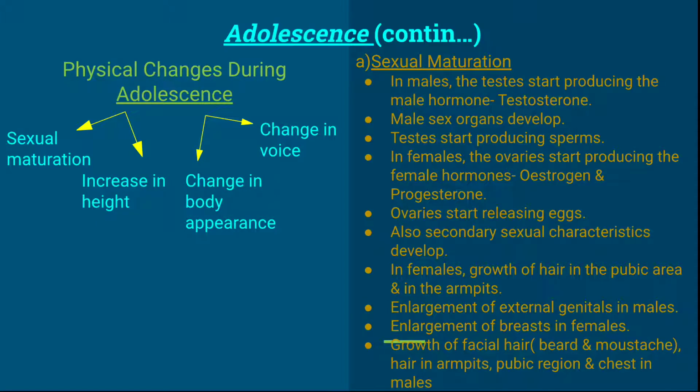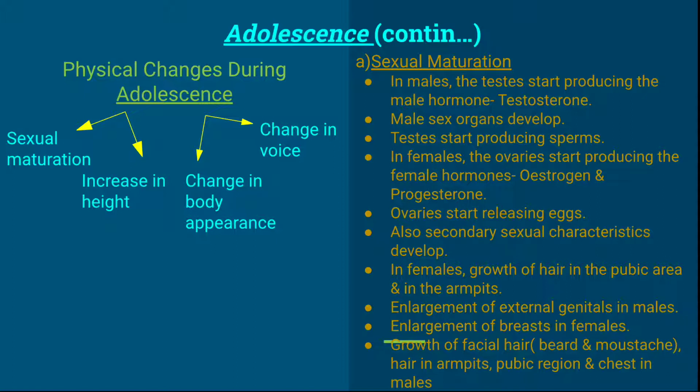Next are the physical changes which occur during adolescence. Some physical changes, I told you, the body undergoes certain changes. These physical changes are sexual maturation, increase in height, change in the body appearance, and change in voice of the male or female. Okay, so what is the sexual maturation which comes during this puberty age or adolescence age?